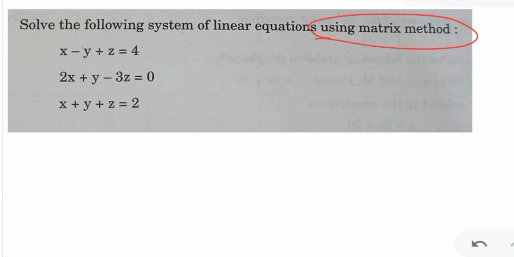So how do we solve this type of question? First we write this in the form AX = B, where A is the matrix of coefficients of x, y, z, X is the column x, y, z, and B is 4, 0, 2. Since AX = B, we find X as A inverse B. So directly you can write X = A inverse B. Now we will find A inverse.